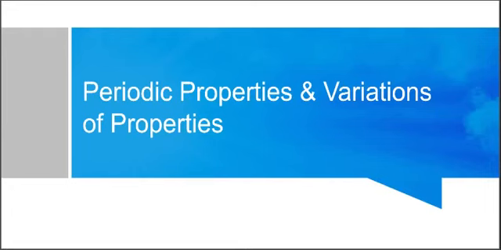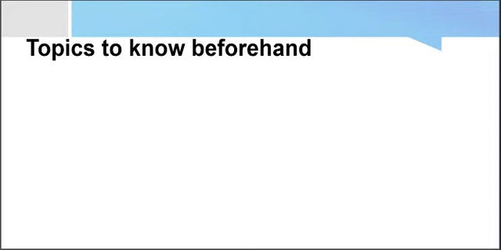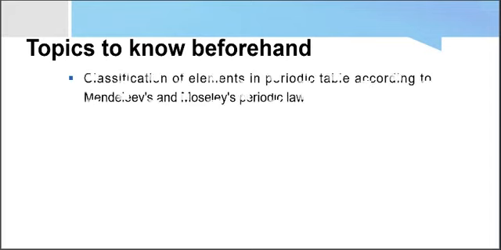The topic that I am going to explain today is periodic properties and variation of properties in the periodic table. It covers the syllabus of first chapter of class 10th. There are some topics that you need to know beforehand to understand this topic better.